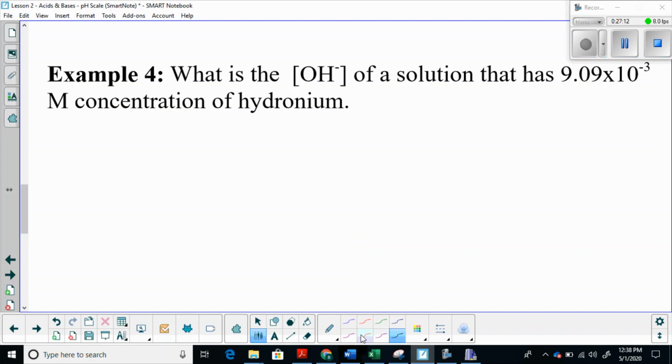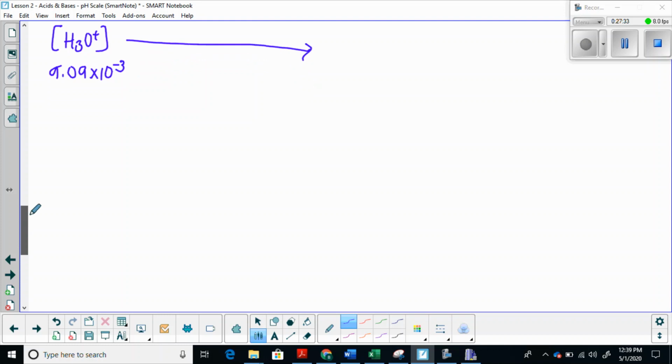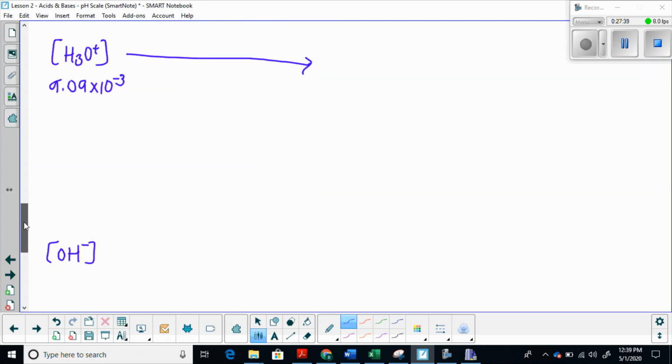This is a very common trend that I have been talking about in Chem 20. You always start with what you know. So I have my hydronium concentration. It is equal to 9.09 times 10 to the negative 3. Okay, we got to convert this into pH because we need to get all the way down to our hydroxide concentration. That's what we're looking for.